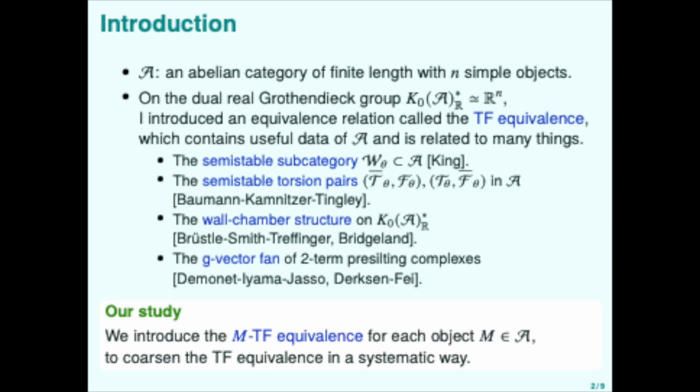In my previous work, I introduced an equivalence relation on K0A R star. This is called the TF equivalence. The TF equivalence contains much useful data of the category A. And moreover, it's related to many things, such as the semi-stable subcategory, the semi-stable torsion pairs, the wall-chamber structure on K0A R star, and the g-vector fan of two-term presilting complexes if we consider the module category of finite dimensional algebras.